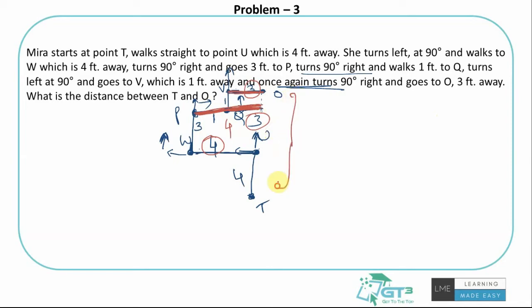So I need to find this distance, which is basically the sum of this, which is 4, plus this, which is equal to this, which is 1. And what is the length of this? Equal to this, that is 3. So 1 plus 3 plus 4, that's 8 feet is the final answer for the distance between T and O.